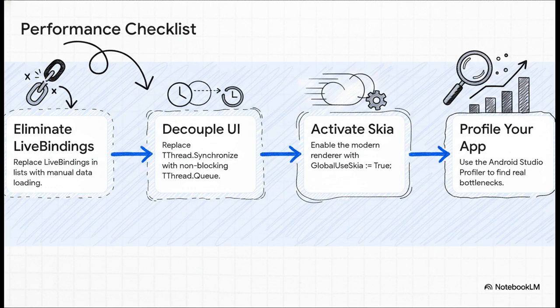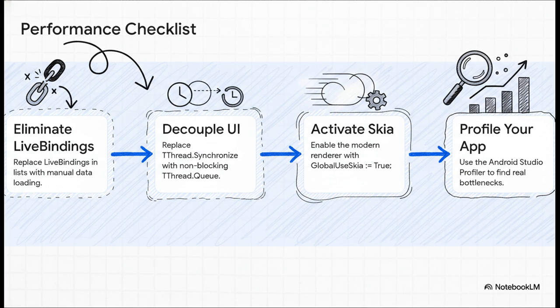Step 2, become a synchronize detective. Do a global search for TThread.Synchronize. Every single time you find one, challenge it. Ask yourself, does this really need to bring my background worker to a screeching halt? 99% of the time, the answer is no. Swap it for TThread.Q and set your threads free. Step 3, the easy win. Do it right now. Go to your .dpr file, add that one line, global use Skia equals true. Done. Give yourself a high five.